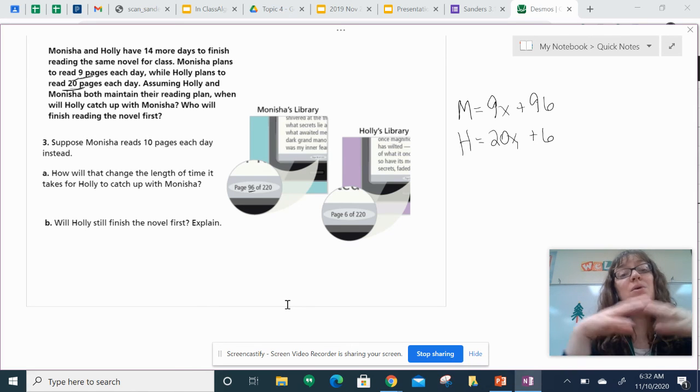Guys, this unit, we're going to learn 3 different ways to solve systems, and it's really important that you understand each one individually before we move on to the next one, so that you can decide for yourself which one you think is most beneficial to you. I hope that helps, and I hope you have a great rest of your day.